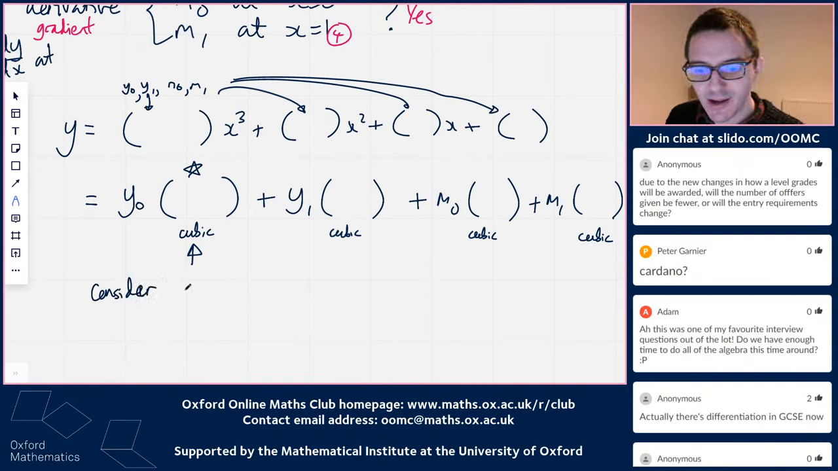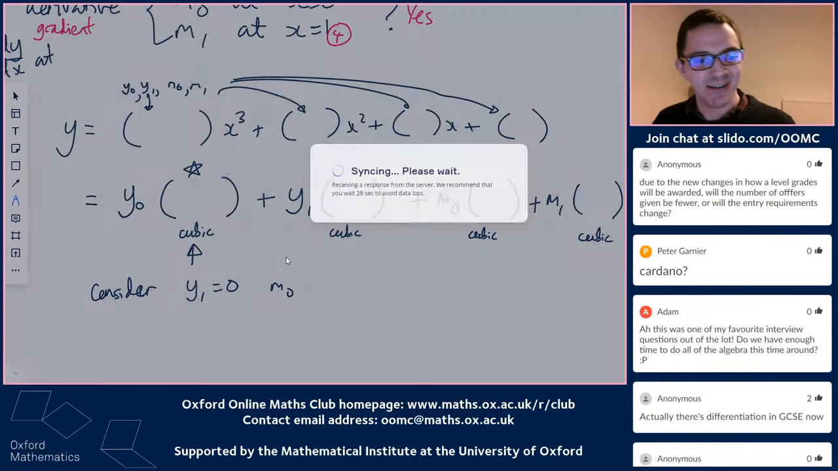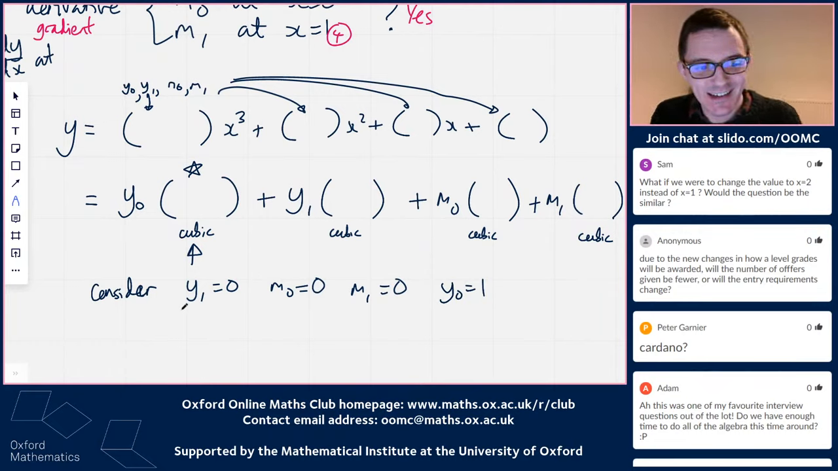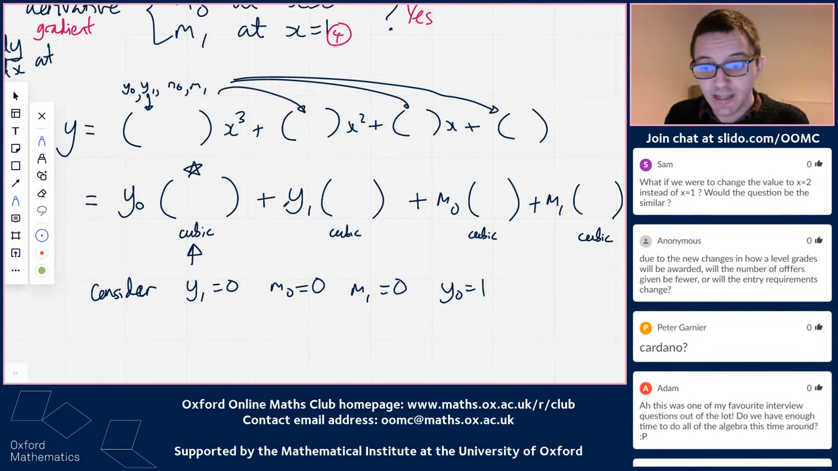consider the problem, well, if I take y1 equals 0, m0 equals 0, my whiteboard has crashed, oh, there we go, m0 is 0, m1 is 0, and maybe I'll take y0 to be 1 as well. So this is a really special case. But if I take this special case, then whatever I got out of this horrible algebra for my big complicated solution has to simplify down to something simple. It has to simplify down to this cubic in here with the star. Because once I've taken y1 to be 0, m0 to be 0, m1 to be 0, and y0 to be 1, then I've eliminated everything over here, and I've just got this cubic left over.